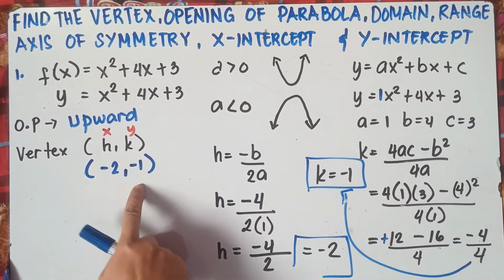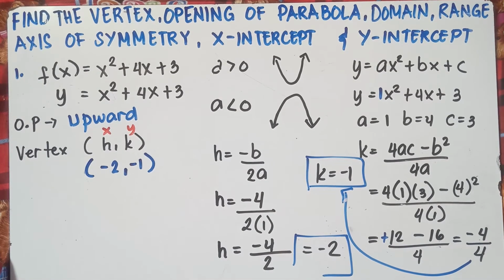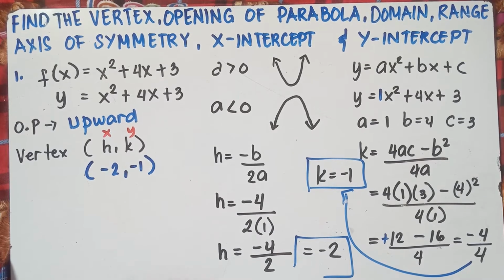h is negative 2 and k is negative 1. So that's how you find the vertex, class. The vertex is h and k, and that would be negative 2 and negative 1. Easy, right? For the vertex. So pause the video, class. I will be erasing this one.